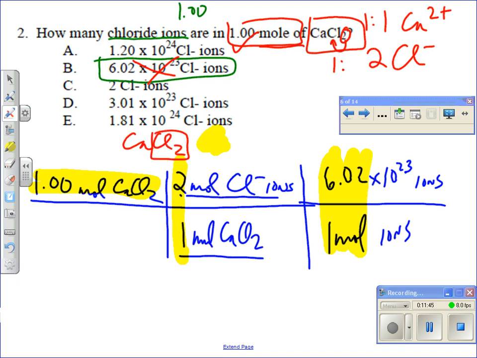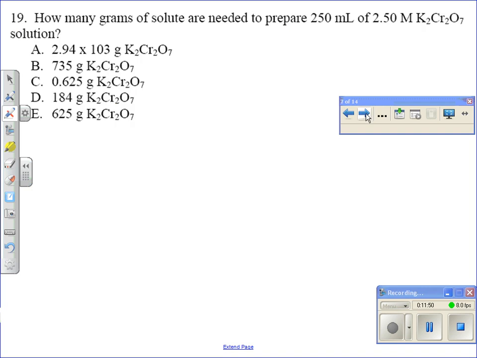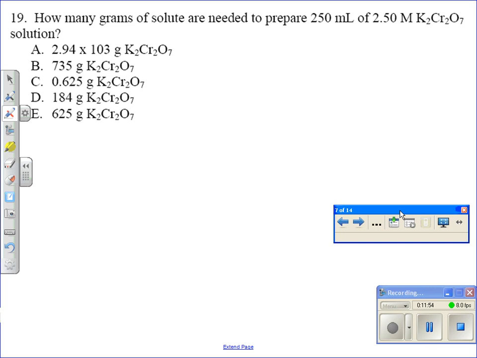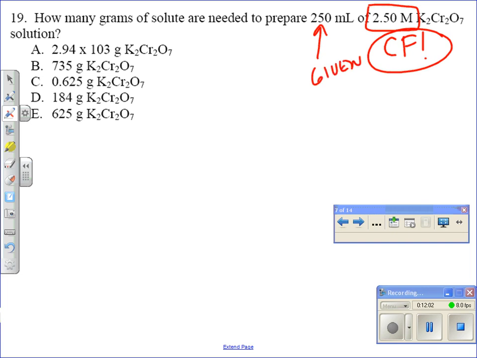You have double the amount of Cl because of the subscript, and that's where that ratio comes from. Next one: how many grams of solute are needed to prepare 250 milliliters of solution? Well, if you remember, I always told you that molarity is a conversion factor. If that's a conversion factor, that means that's going to be your given. So what do we do? Well, we're going to do a grid.